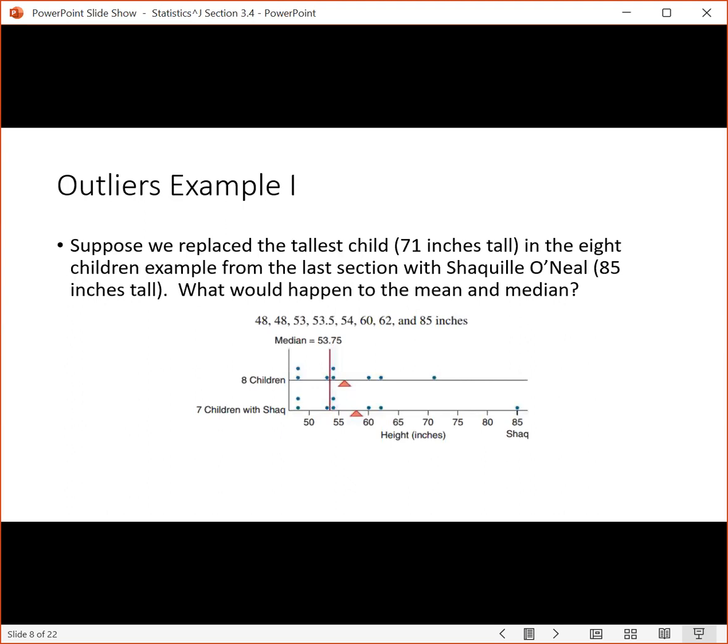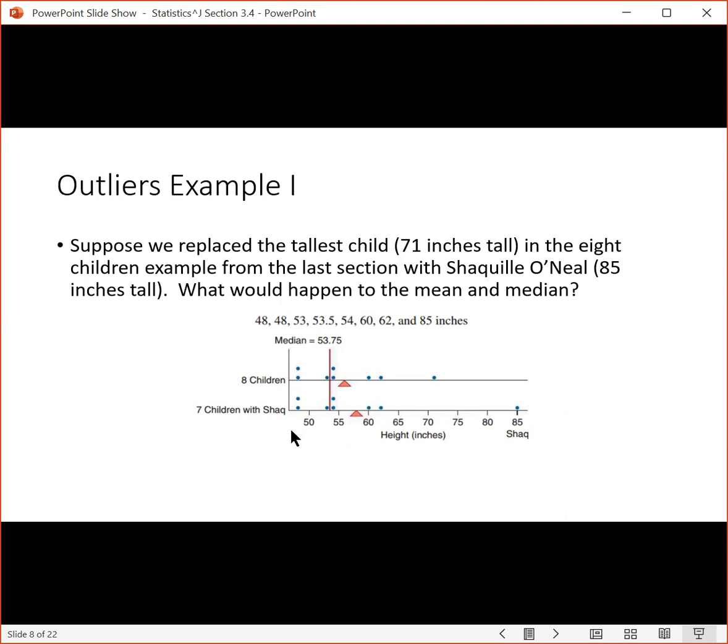So let's look at some examples. Suppose we replace the tallest child, 71 inches tall, in the 8 children example from the last section with Shaquille O'Neal, who is 85 inches tall. What happens to the mean and the median?